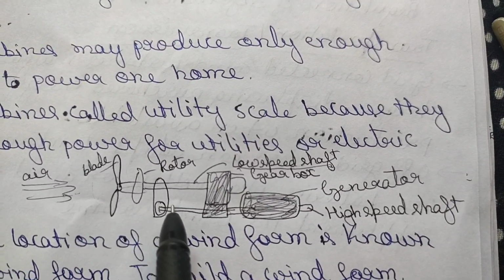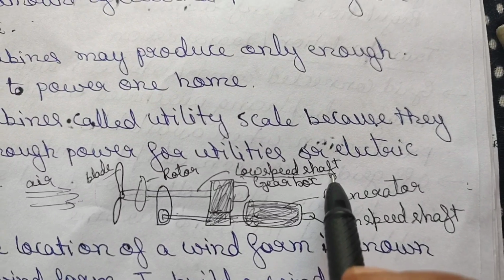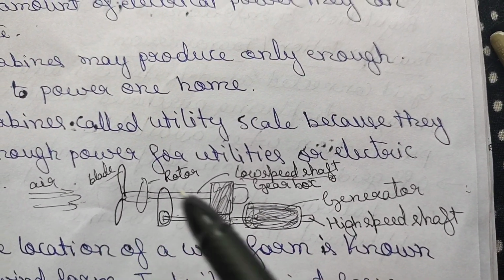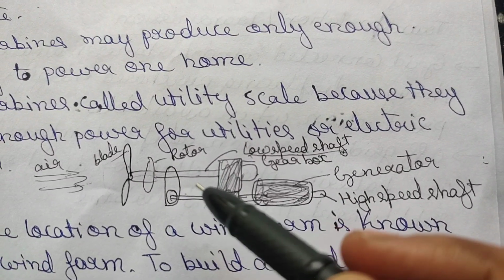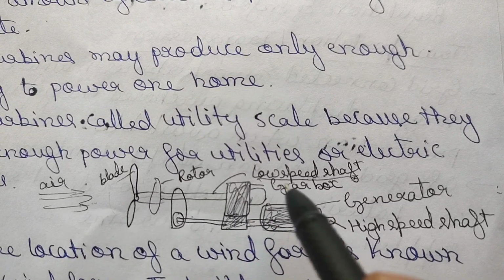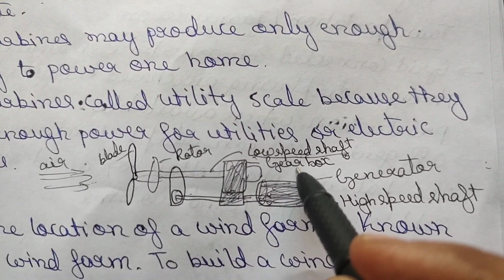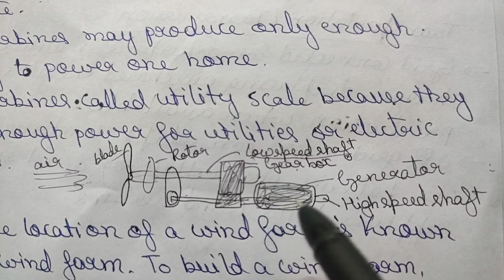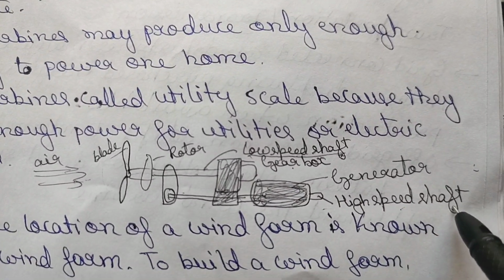The blades are connected to a low speed shaft. When the blade spins, the shaft starts rotating. The low speed shaft is connected to a gearbox. The small gearbox turns another shaft at higher speed.